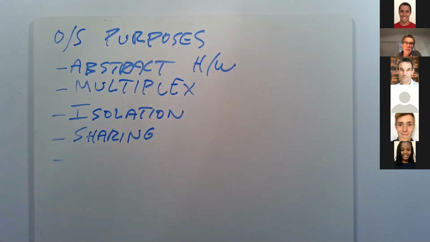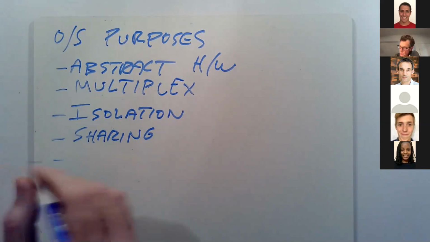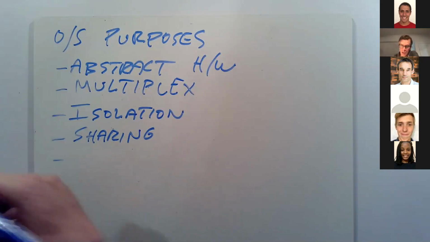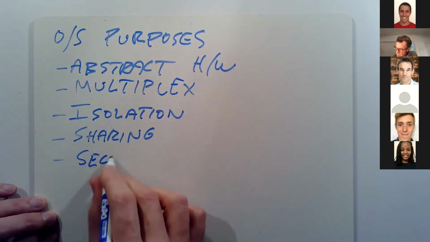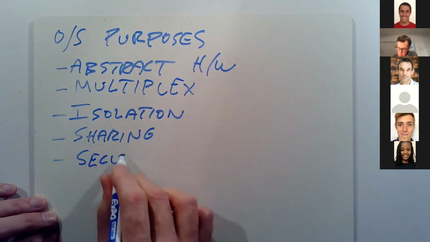But in many circumstances, the user doesn't want sharing. Maybe you're logged into a time-sharing machine like Athena, and you don't want other people to read your files. So as well as sharing, we also want to not share when we don't want to, which we could call security or a permission system or an access control system.